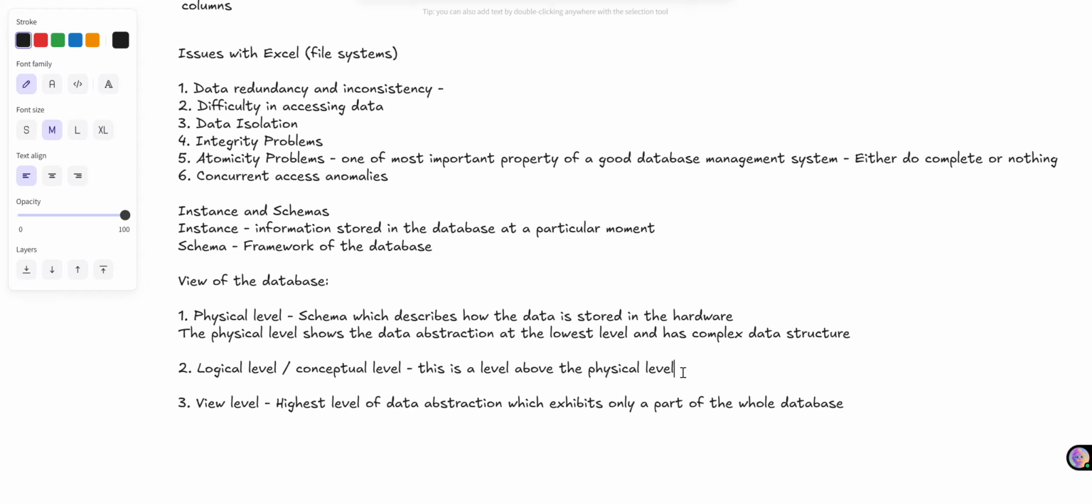Physical level, software part, can be modified. Data can be modified and manipulated. Data can be modified directly.